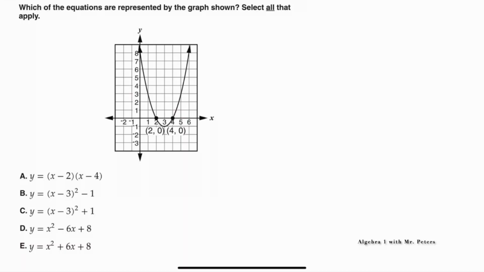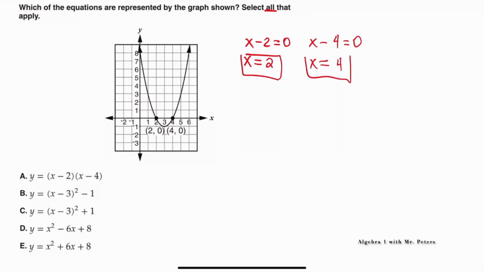So we have a quadratic equation in parabola and they want us to match the correct equations to the graph. So in answer choice A, they're talking about the x-intercepts. So if we set our intercepts x minus 2 to 0 and we solve, we'll have x is equal to 2. And if we do the same thing with x minus 4 is equal to 0, we'll get x is equal to 4. So just based off this equation, my x-intercepts are correct for A.